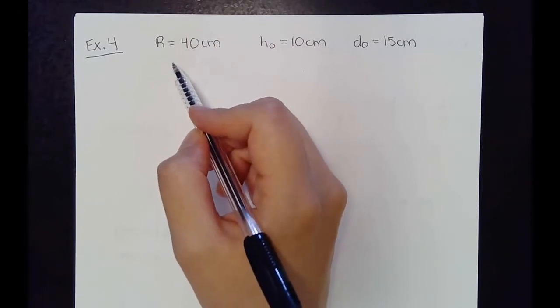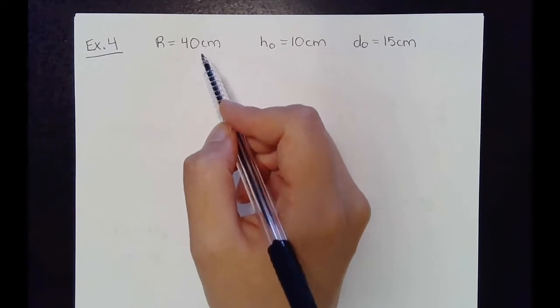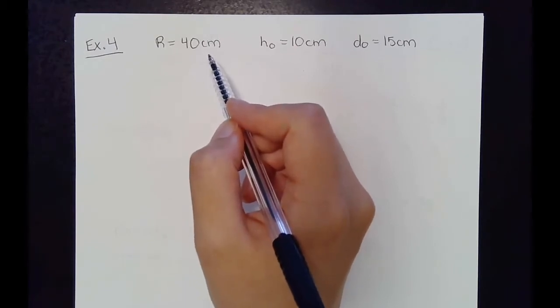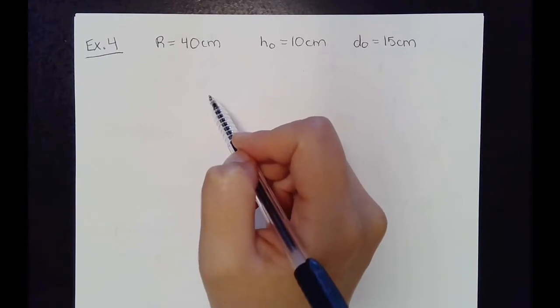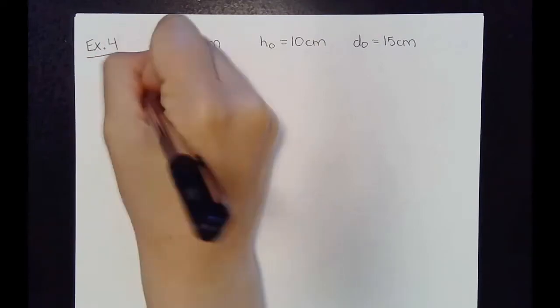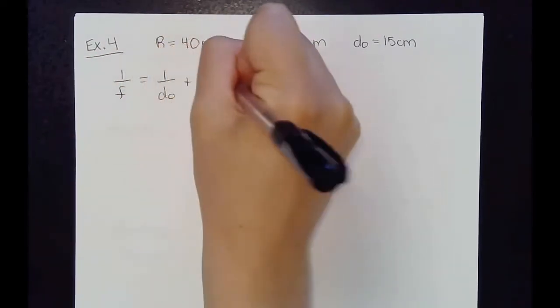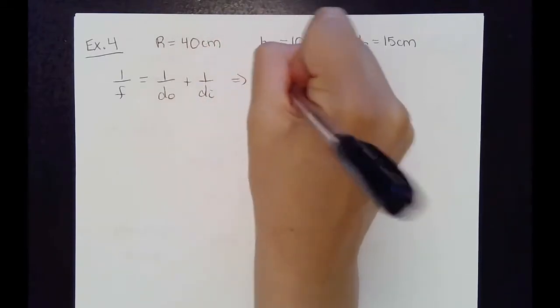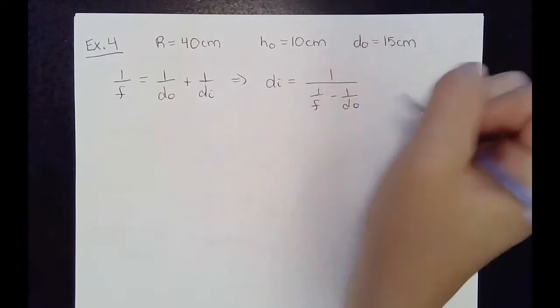This is a concave mirror, so we have positive, but if they're giving you the radius or even the focal length in the question, usually it would be positive, but we may need to put it as a negative if it's convex to use in the formula. Okay, so let's calculate di. Again, 1 over f equals 1 over do plus 1 over di. So we get di equals 1 over f minus 1 over do.